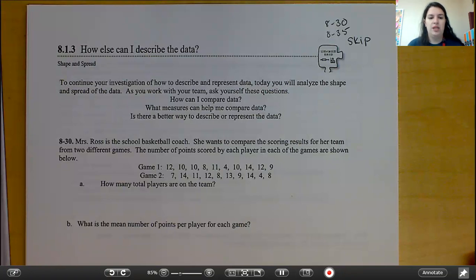Mrs. Ross is the school basketball coach. She wants to compare the scoring results for her team from two different games. The number of points scored by each player in each of the games are shown below. Game 1, Game 2. How many total players are on the team? So go ahead and answer part A.